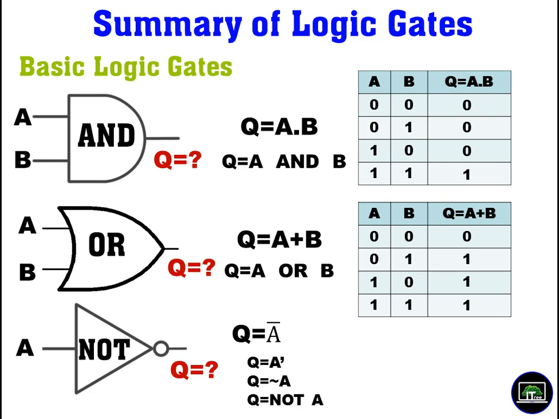Sometimes we will be writing this one something like this. Q equal to A dash. We put a little dash after it, called A dash. Otherwise we use that tilde symbol and say not A. So now we can say A bar or A dash or not A. So how does the truth table become? When you input 0, it gets 1. When you input 1, it gets 0. So these are the basic logic gates. We have 3: AND, OR, NOT.